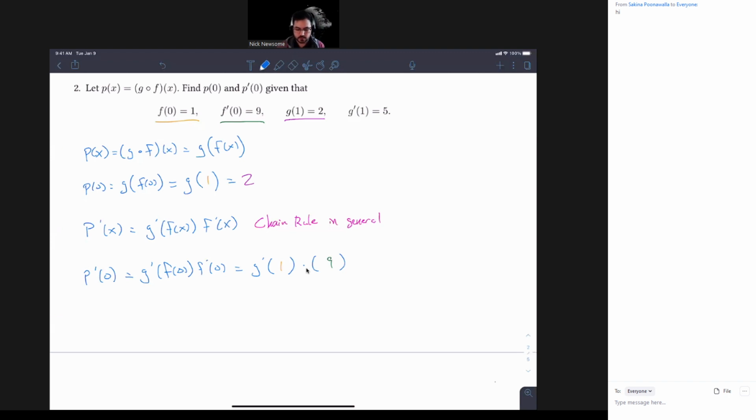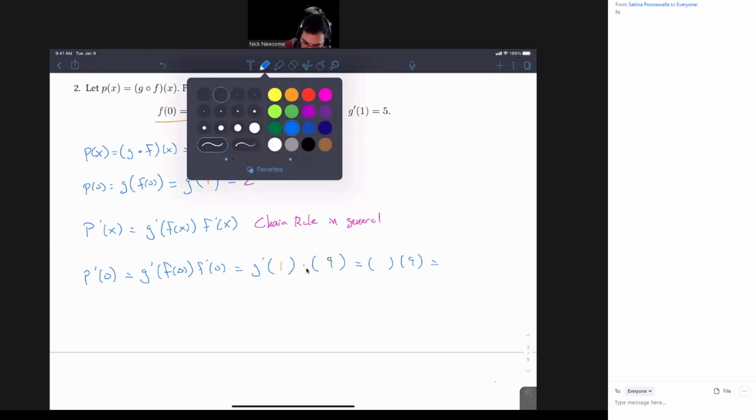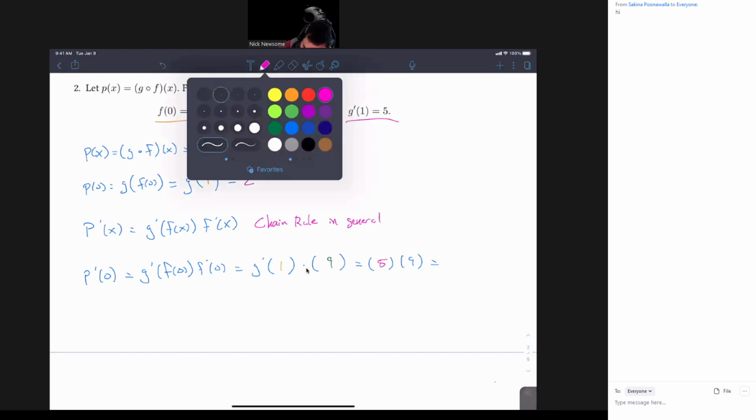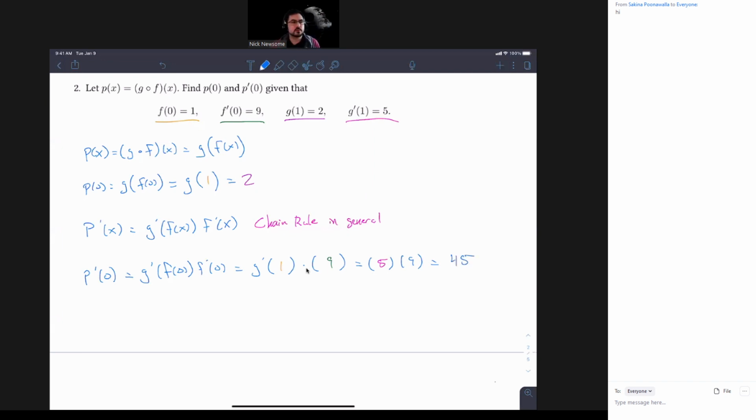Now I have to figure out what g prime of 1 is. And that's the other piece of information, the last piece of information we haven't used yet. G prime of 1 is 5. And last time I checked, 5 times 9 is 45. So all of this comes just from knowing what chain rule does in general.